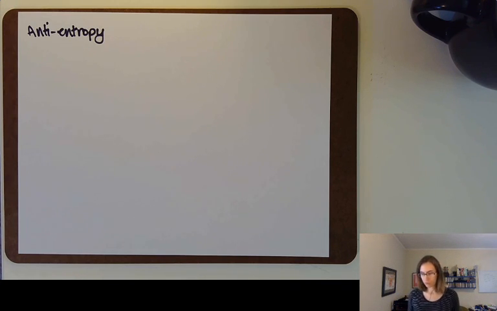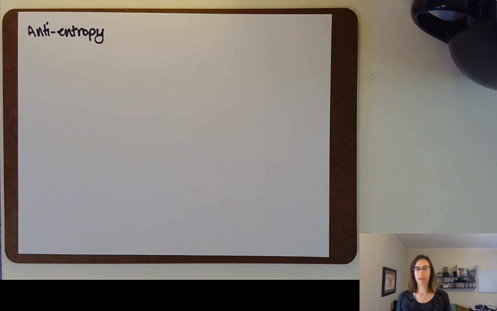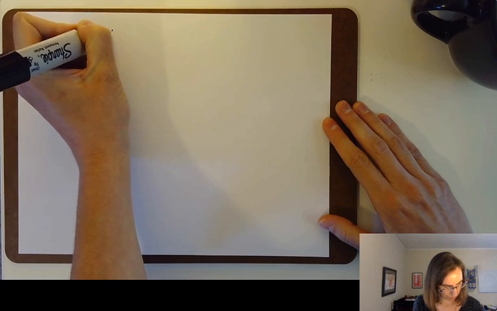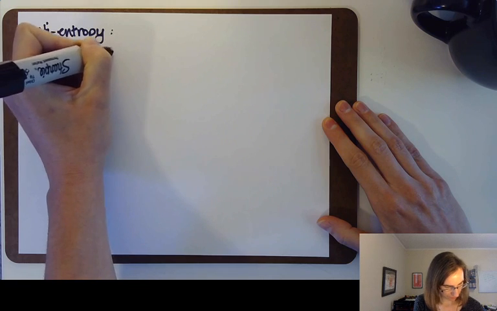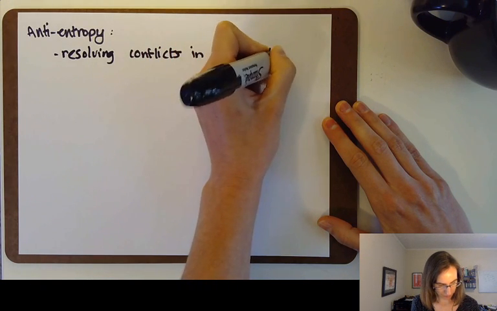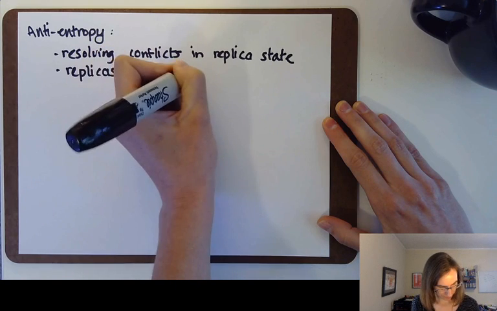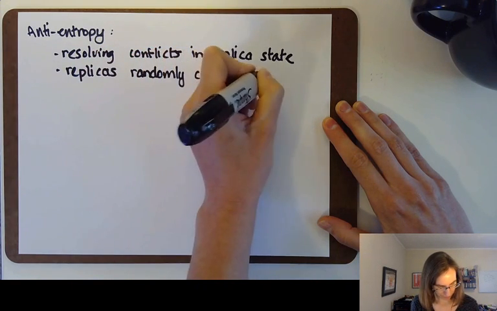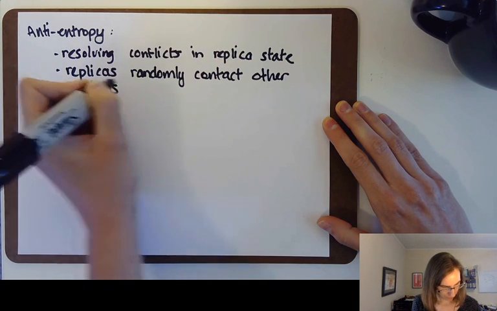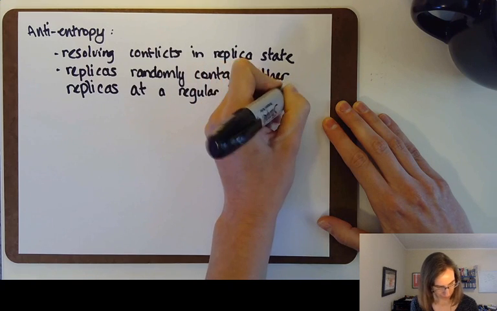Actually, to be very clear, there are two different things being discussed here. When the paper talks about anti-entropy, it's talking about resolving conflicts in replica state, meaning the actual key value pairs being stored. Because Dynamo is a key value store, right? So anti-entropy is for resolving conflicts in replica state. And replicas randomly contact other replicas at a regular interval to find out their state.